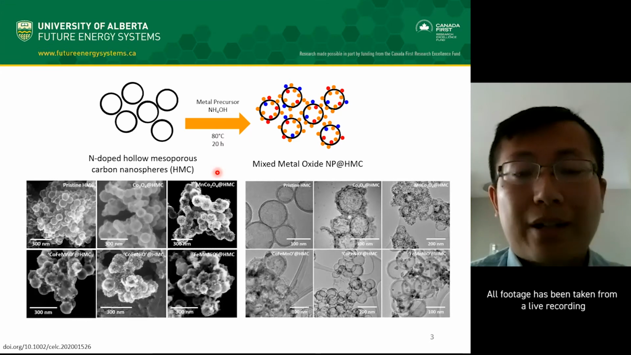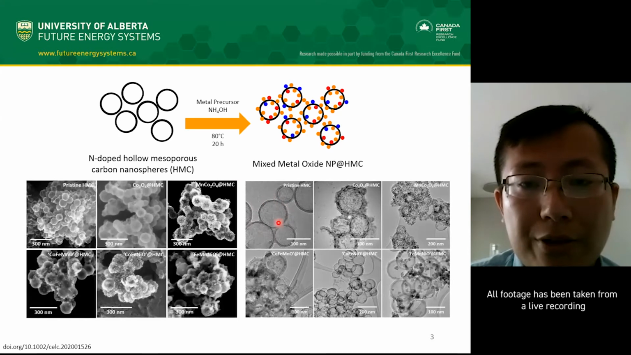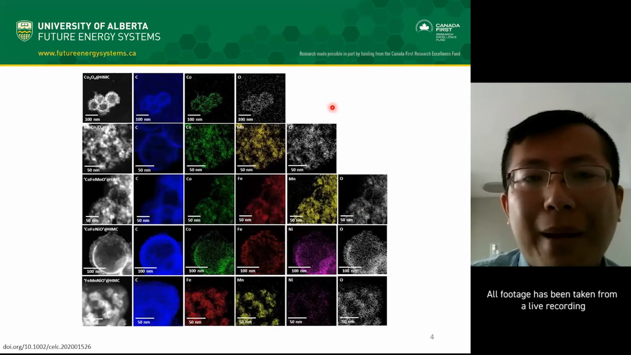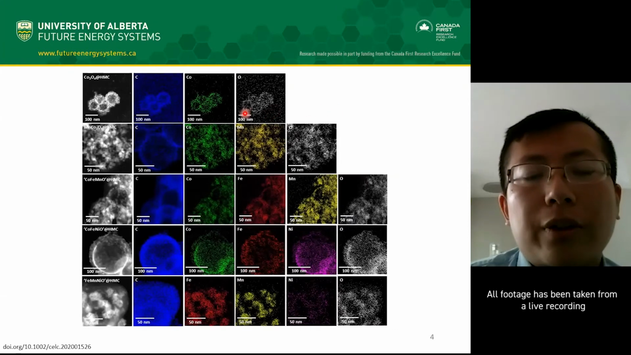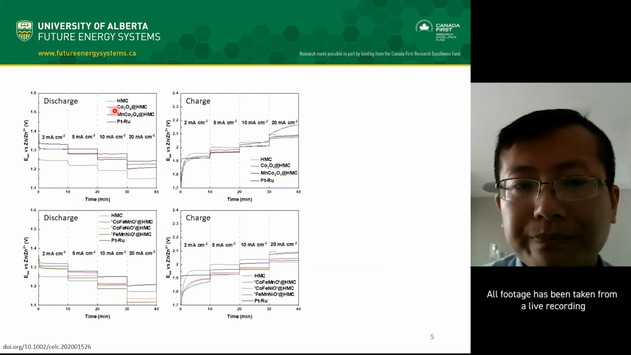Based on these electron microscopy images, we can see that not only was the exterior surface of the HMCs decorated with the metal oxide nanoparticles, so was the interior surface. Based on this elemental mapping, we can see that the expected elements for each corresponding mixed metal oxide decorated HMCs were overlapping. Moreover, they also overlap with the dark field transmission electron microscopy images on the left-hand side. This is the indication that the nanoparticles we observed in those images were indeed the expected transition metal oxide nanoparticles.